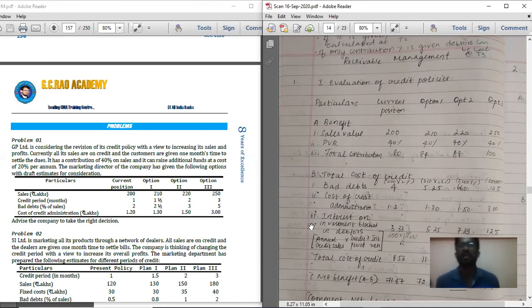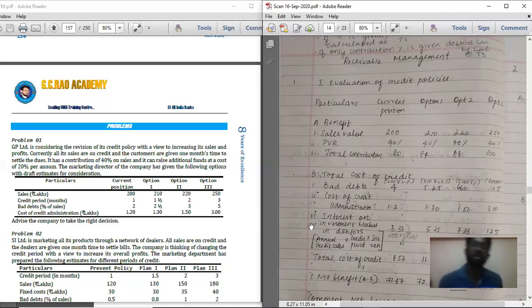See how you should evaluate a credit policy. First you should calculate what are all the benefits derived from that credit policy, and what is the total cost incurred for deriving those benefits. If you deduct the cost from the benefits, you will get the net benefit, and you should compare the net benefit of all the options so that you can find which is the better option. So below particulars, put capital A, benefits.